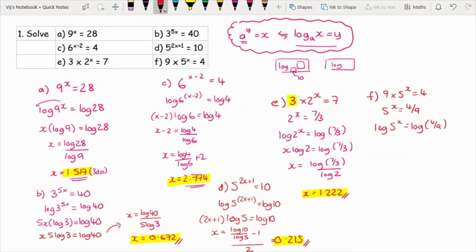Now, when you're working through this, feel free to jump stages, but just be careful of not making any silly mistakes while you do. I'm just taking my time so you can clearly see what I'm actually doing at each stage. So then taking the log 5 over to the side, I get x the subject, well log 4 over 9 over log 5, which leaves me with a final answer of minus 0.504. So as you can see, you can get negative numbers in these questions.